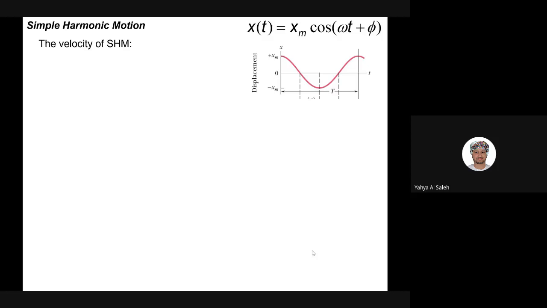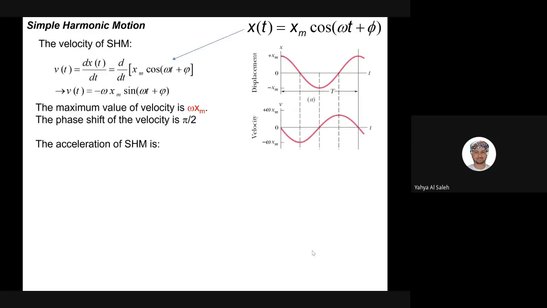If my position is x cosine omega t plus phi, how do I find velocity? I differentiate. If I differentiate this, I end up with minus omega x sine omega t plus phi, because x is a constant. The derivative of cosine is minus sine, and using the chain rule, the derivative of omega t plus phi is simply omega. And since we have cosine and sine, the phase shift of velocity is pi over 2.